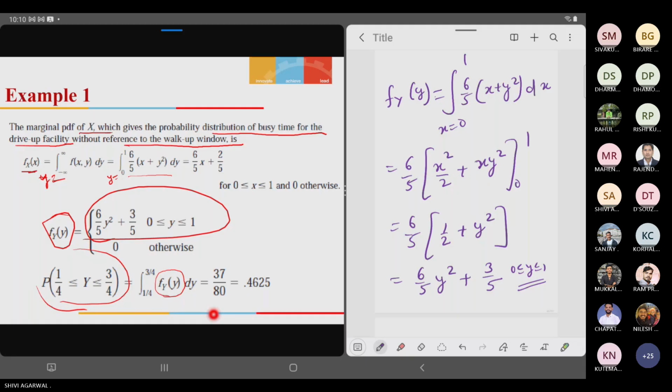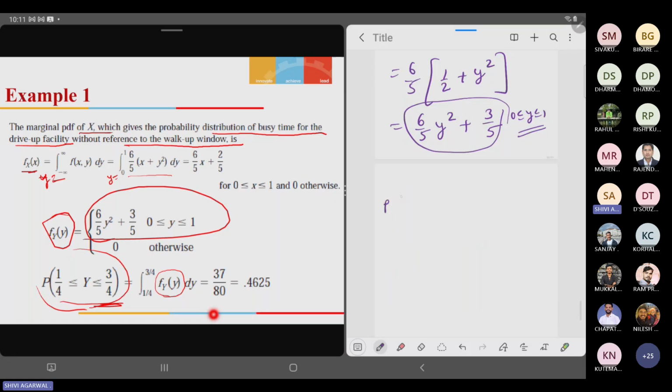Okay, same question. In this one, we are finding the probability when y is between 1/4 and 3/4. So here we are using the marginal density function. Probability of 1/4 < y < 3/4 is equal to the integration from y = 1/4 to 3/4 of f_Y(y), so it is (6/5 y² + 3/5) dy. Now you can do it, I believe.